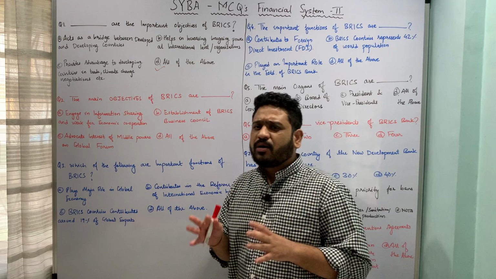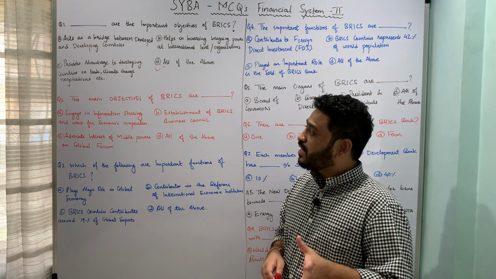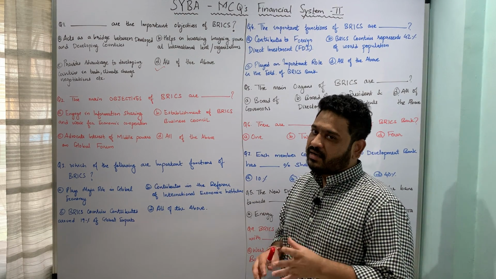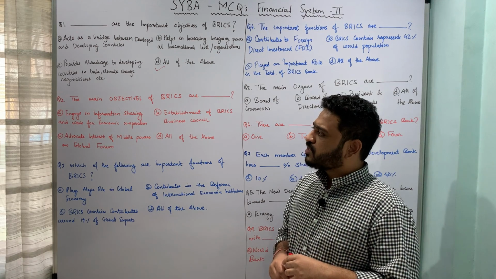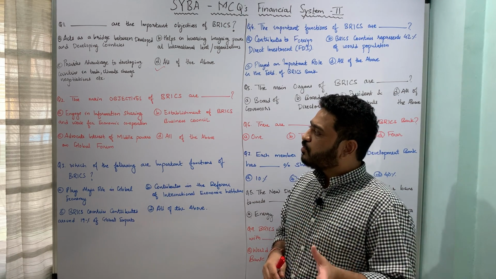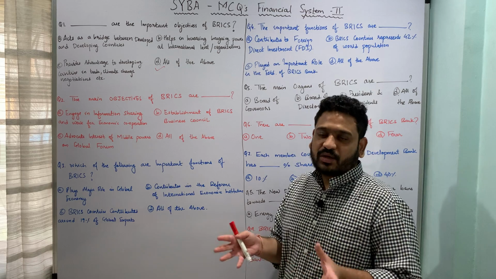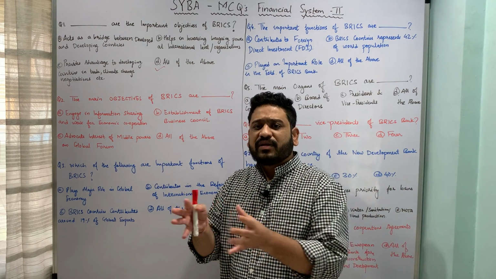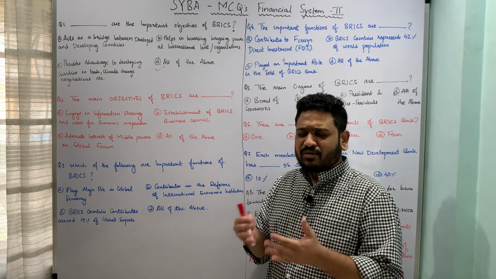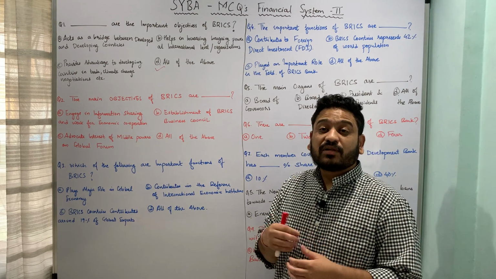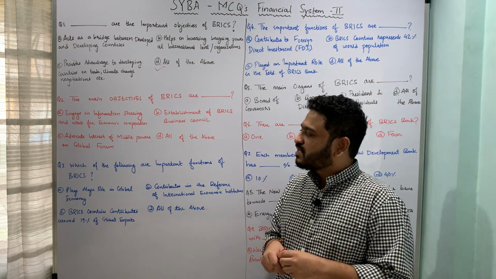Same sort of question about objectives. The question is, the main objectives of Brics are dash. Let us look at the underlying options. First is engage in information sharing and work for economic cooperation. That means information sharing between the developed and developing countries and also the member countries, and also work for the economic cooperation between these countries.